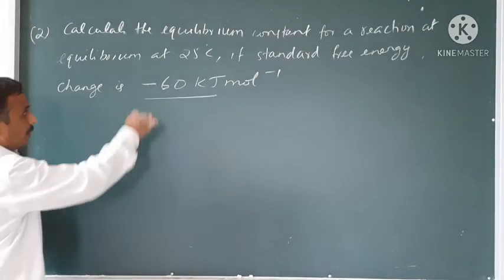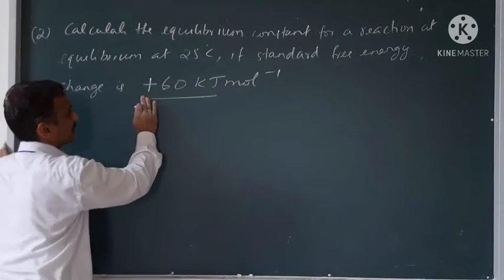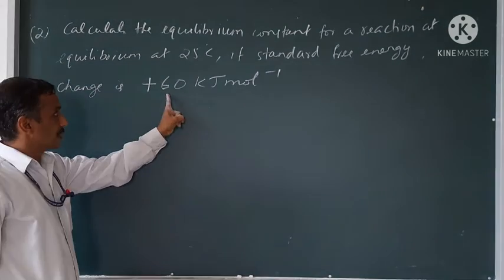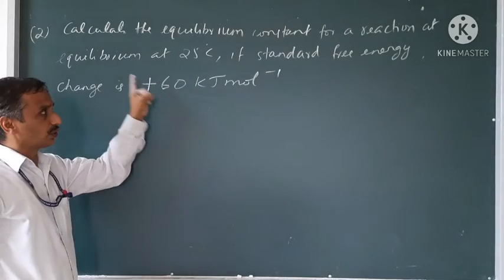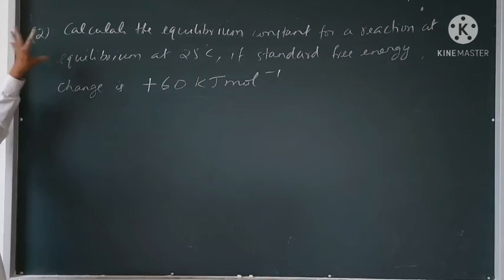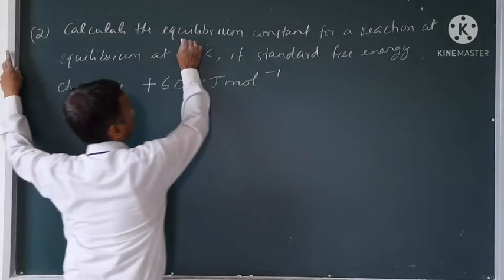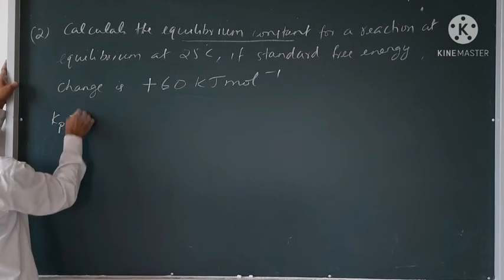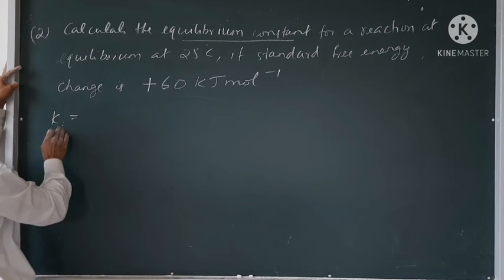Same, but what I do is I will make it plus 60 kilojoules per mole. In the previous example I took it as minus 60 kilojoules per mole. Here I am taking plus 60 kilojoules per mole. Calculate the equilibrium constant again. Kc or Kp I have to get. If it is gaseous, Kp, always Kc.